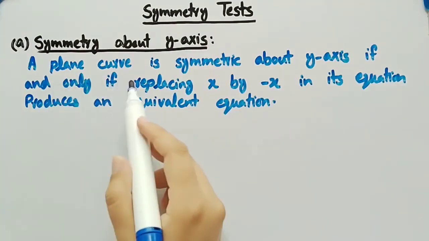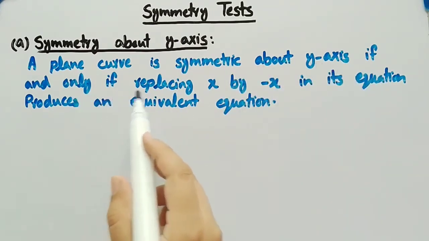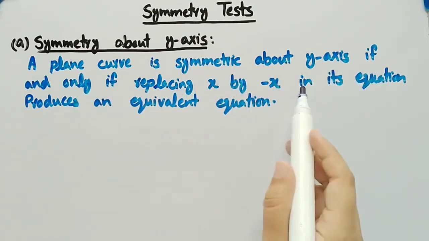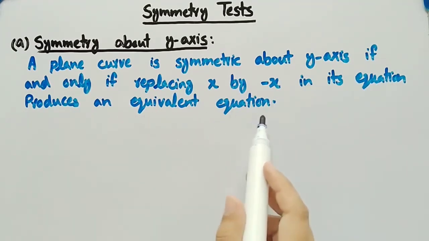A plane curve is symmetric about y-axis if and only if replacing x by minus x in its equation produces an equivalent equation. It means that if equation of a graph of curve is given and we replace x by minus x, but the equation remains same as the original one, then that graph of curve is said to be symmetric about y-axis.